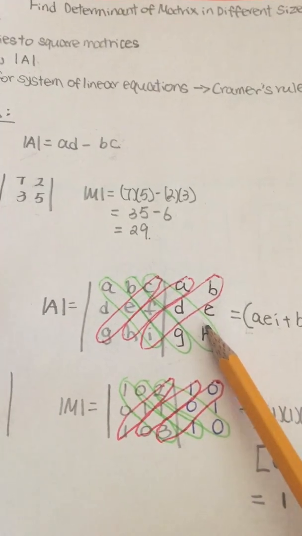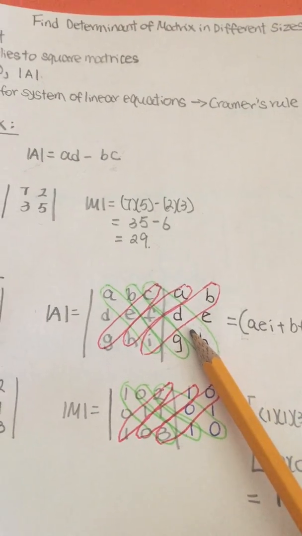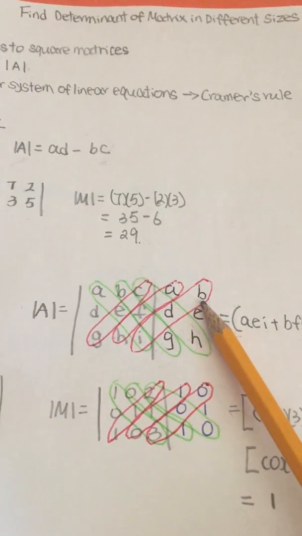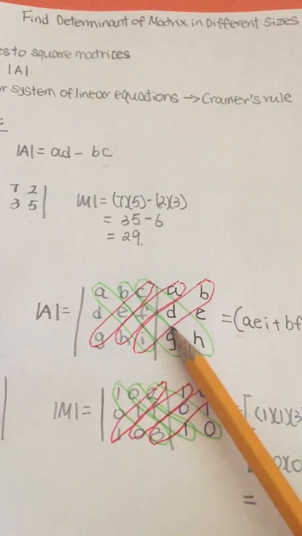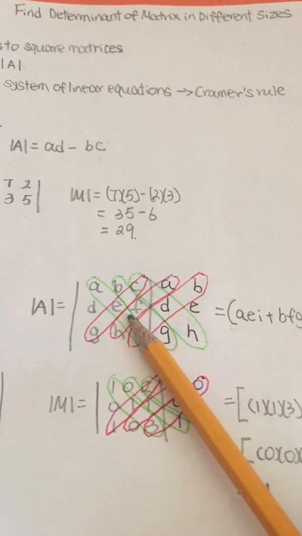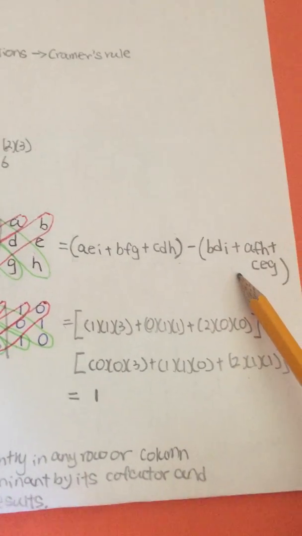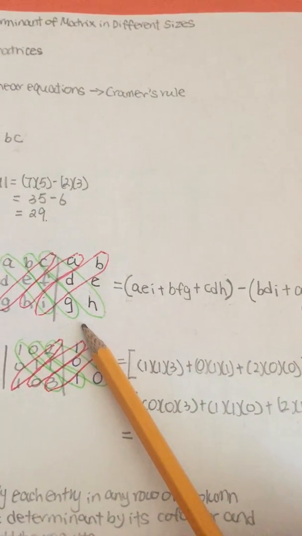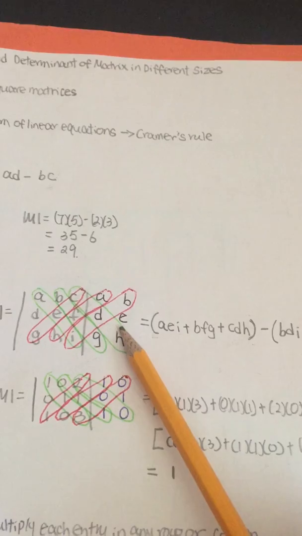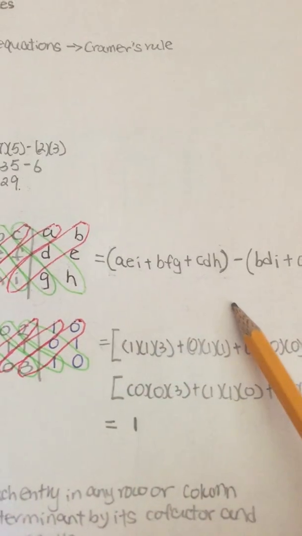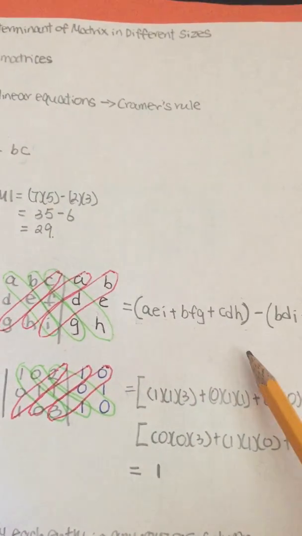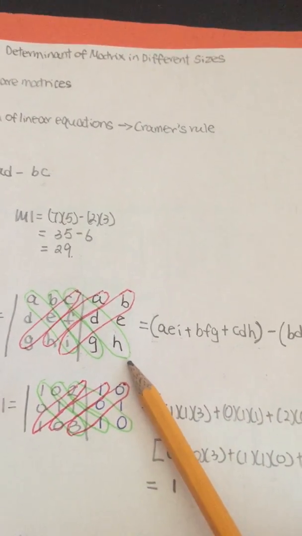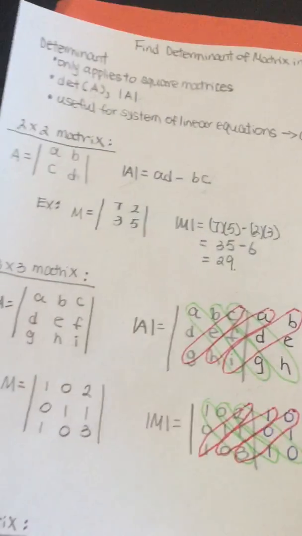For the diagonals that are slanted to the left, I will also do the same thing. I will find the product of each of these diagonals, and then I will add them together. Finally, the last step is I will subtract the sum of the products of the diagonals pointing to the left from the sum of the products of the diagonals pointing to the right, as shown in green.